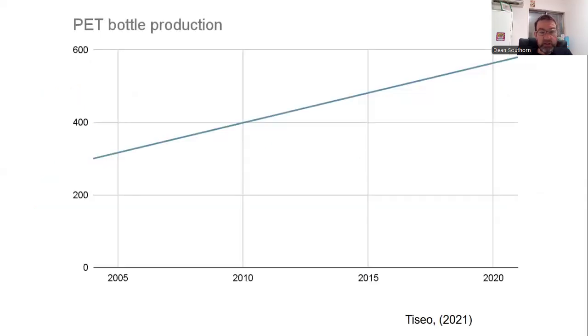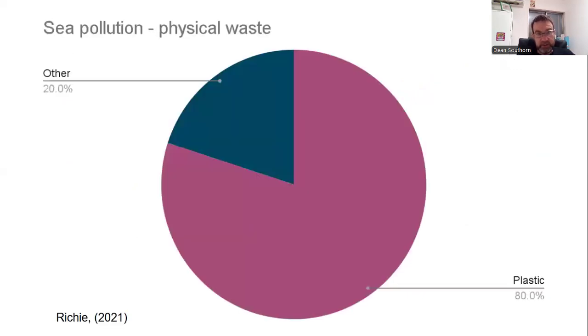That means in just 17 years, there's been an increase of 1.6 times. And many of these bottles end up in the ocean. In fact, 80% of all plastic waste in the ocean, according to the Our World in Data website, 80% of it is plastic. Yes, that's quite a lot, isn't it?